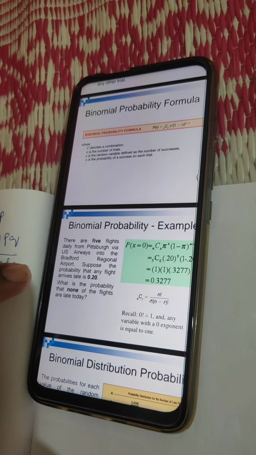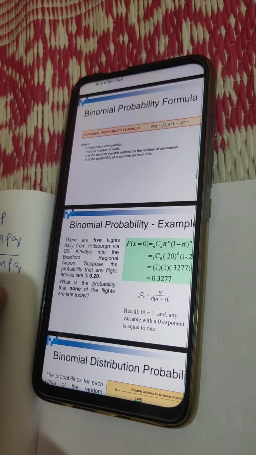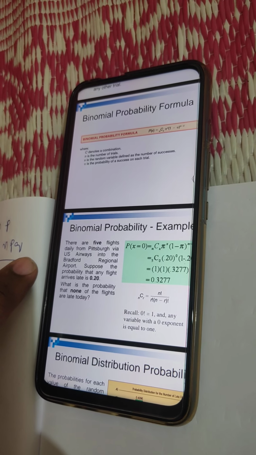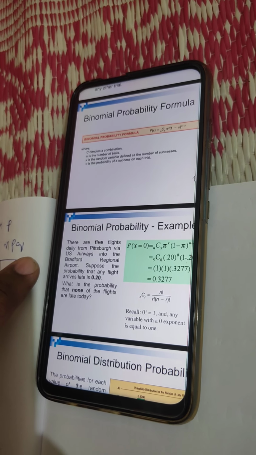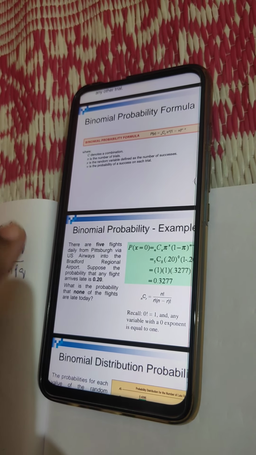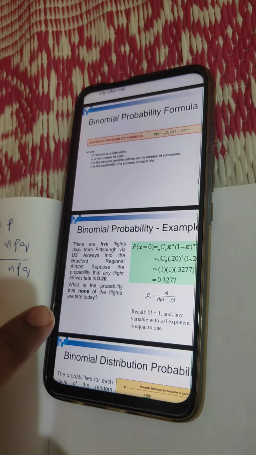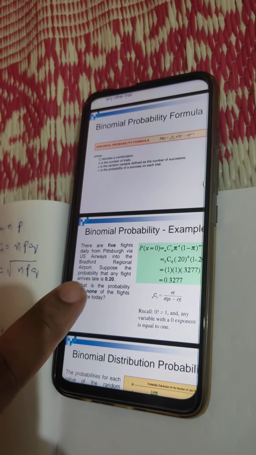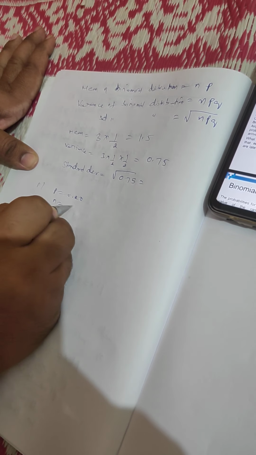Example: there are 5 flights daily from Pittsburgh via US Airways into the Bradford Regional Airport. Suppose the probability that any flight arrives late is 0.20. What is the probability that none of the flights are late today? So in your case, p is equal to 0.2, and n is equal to how many flights?